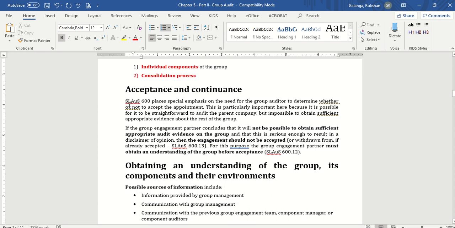The standard says, ISA 600 places special emphasis on the need for the group auditor to determine whether or not to accept the appointment. This is particularly important because it is possible for it to be straightforward to audit the parent company, but impossible to obtain sufficient appropriate audit evidence about the rest of the group.